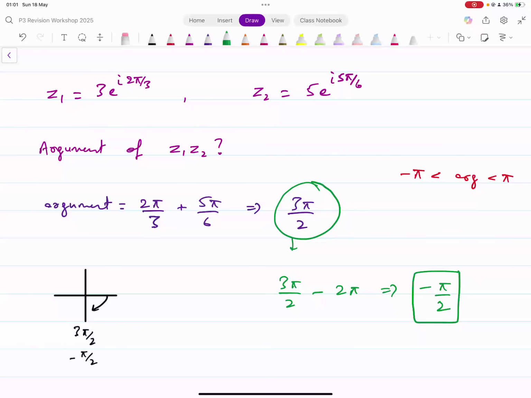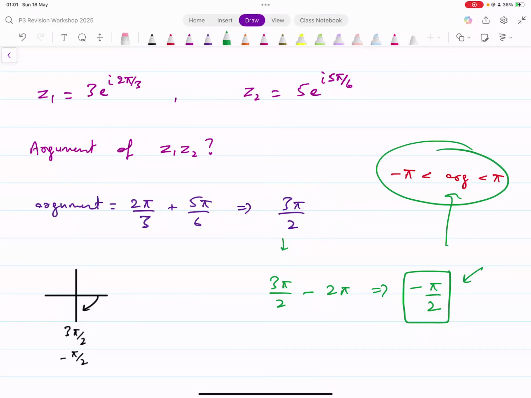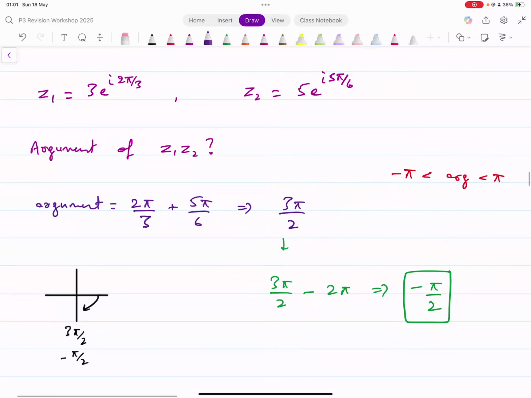That's going outside the interval. The interval is this. How do you bring that inside the interval? You can try plus 2 pi or minus 2 pi. Plus 2 pi will make it even bigger. Minus 2 pi brings it to minus pi over 2, and that falls in the interval. So we say the argument of that product is minus pi over 2, and that's your final answer.